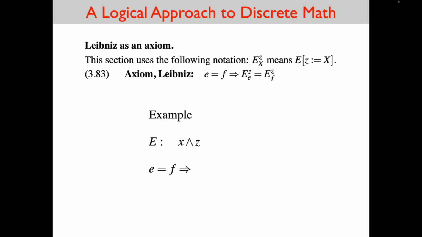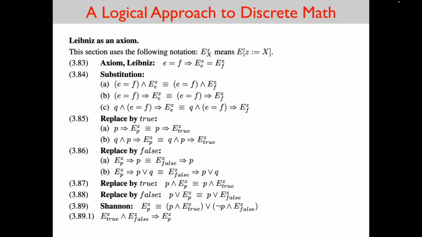So if E equals F, then what does that imply? Well, it implies that the expression with z replaced by little e is equal to that expression with z replaced by little f. Well, what is that expression with z replaced by little e? It's x and e. And what is that expression with little z replaced by f? It's x and f. So if E equals F, then x and E must equal x and F. All right, so there's one example of the use of Axiom Leibniz.